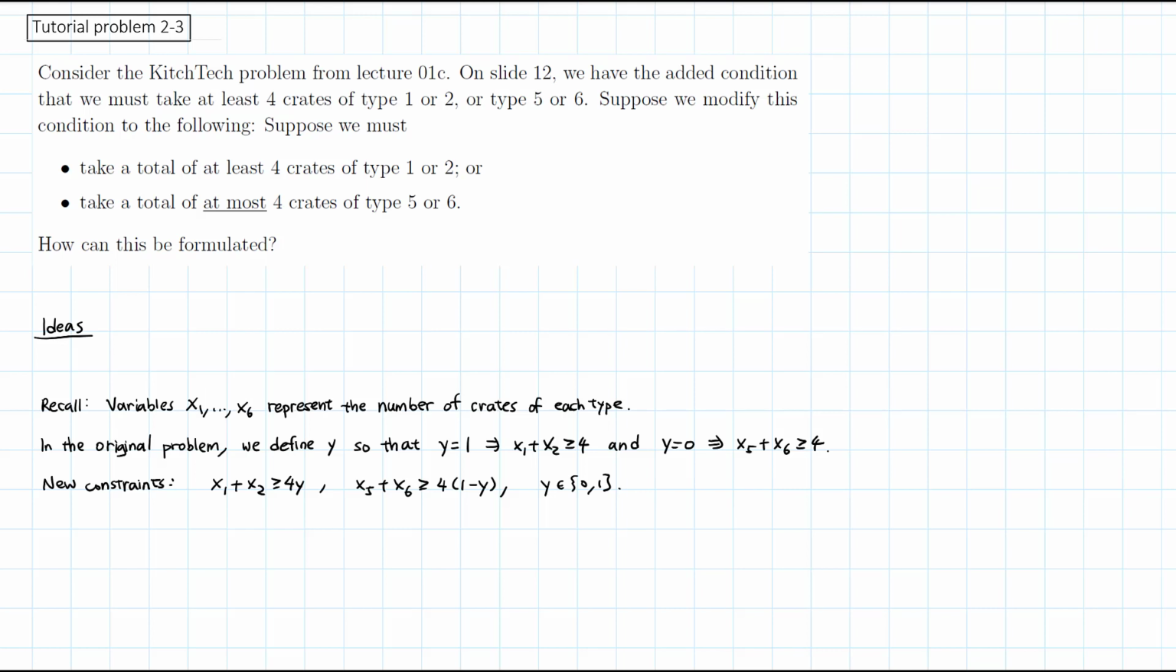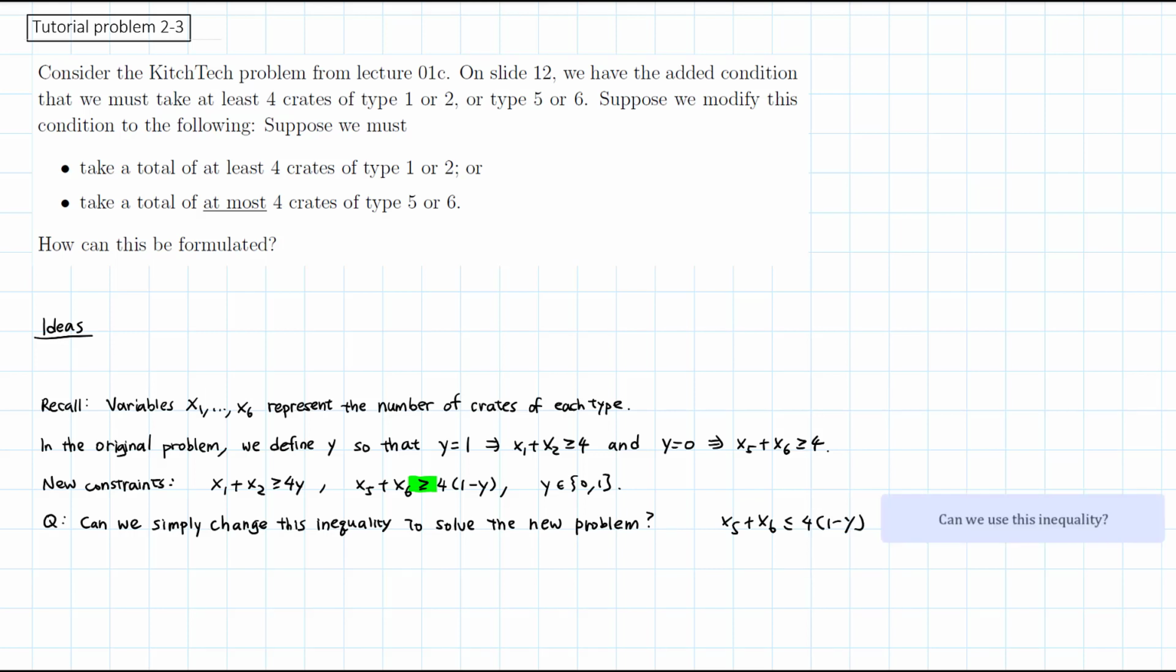Now in the new problem, we have changed at least to at most in the second condition. So the question is, can we simply change this inequality to solve the new problem? That is, we flip the sign to get x5 plus x6 is at most 4 times 1 minus y. And the answer is no.